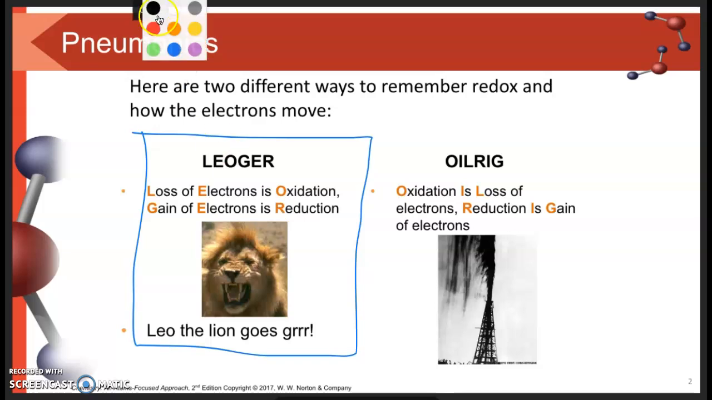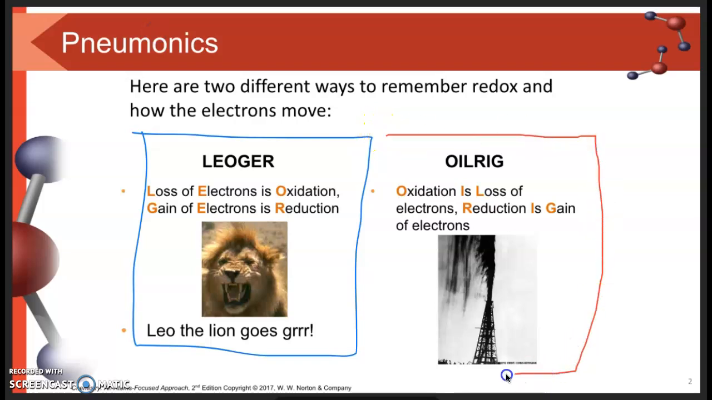Now, another common way of remembering it is something called OIL RIG. OIL RIG was not something I had heard until I was in college, but it is just as effective. It's a little bit more tangible. It's something that's real as opposed to something that's silly. What it stands for: OIL, oxidation is loss of electrons. Oxidation is loss, OIL. Reduction is gain, RIG. So oxidation is loss of electrons, reduction is gain of electrons.